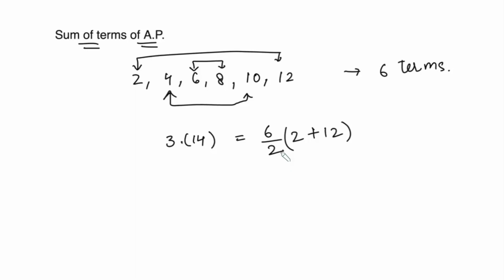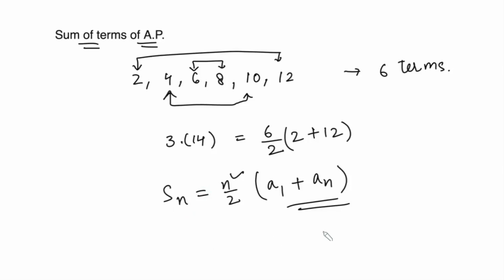And this works for all the APs. So in general, I can say n over 2, the number of terms divided by 2, times the first term plus the last term of the AP, gives you the sum of n terms of that AP.